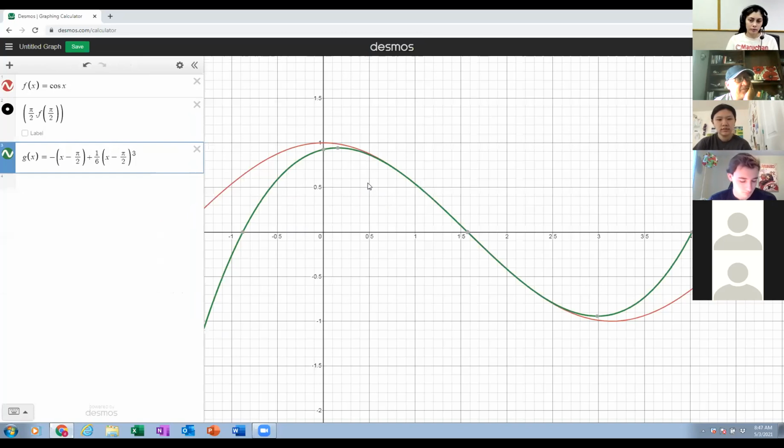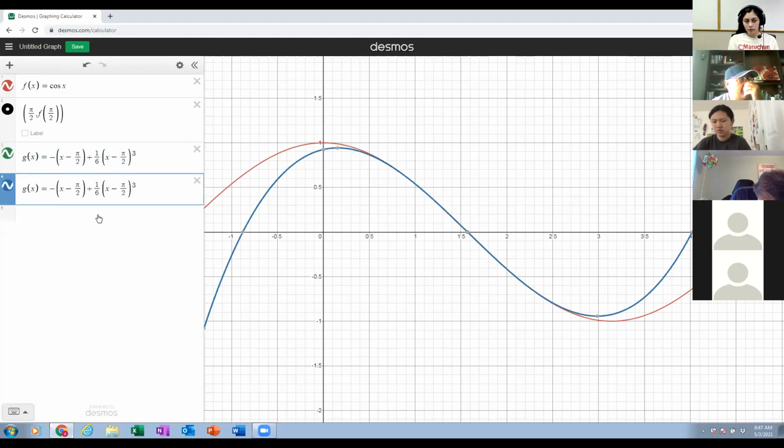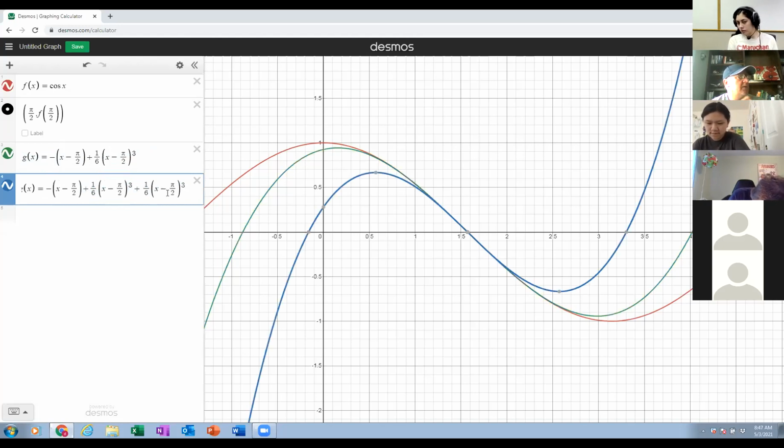Do you see how this green curve is growing to match the red curve closer and closer and closer the more terms I add? This is really cool. This time I'm actually going to keep that one and then add 1 more term to it so that we can watch the old one improve. Except it wasn't 1/6, it was 1/120 because it was 5 factorial.